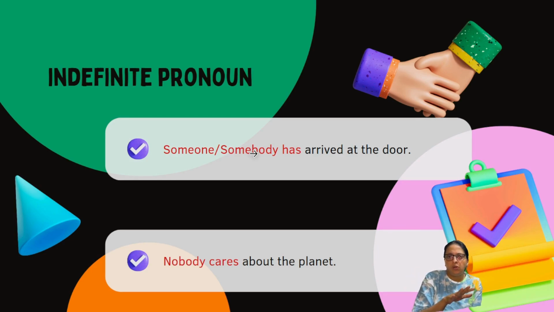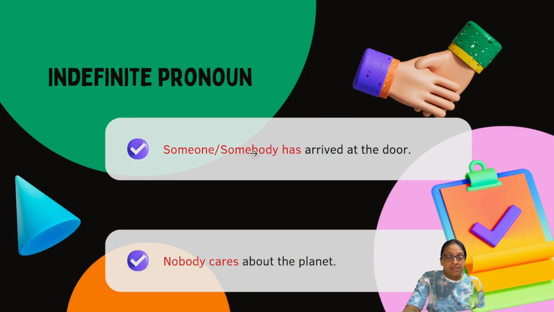Again, nobody. Nobody means every single person. Nobody cares about the planet. So when we say nobody cares about the planet, it means I, it means you, it means others, all of us. We are talking about all of us, but individually. We are not saying all of us put together. We say nobody cares about the planet. We don't use a plural verb here. We use a singular verb because nobody is a singular subject. Okay?